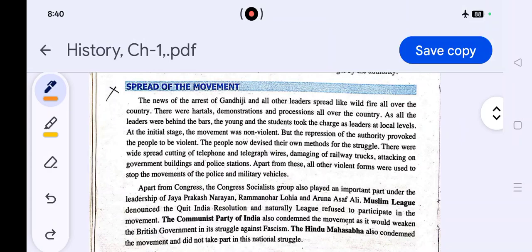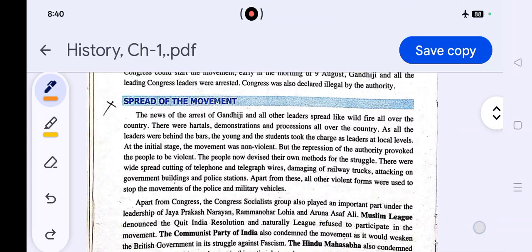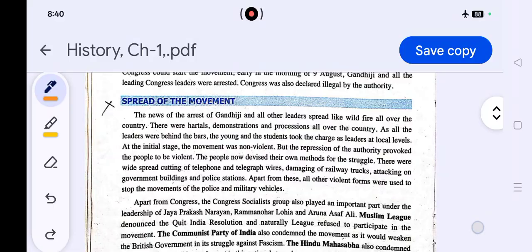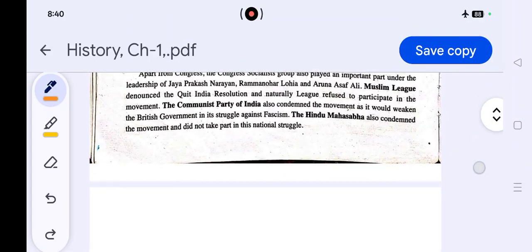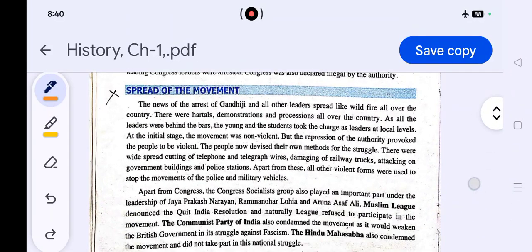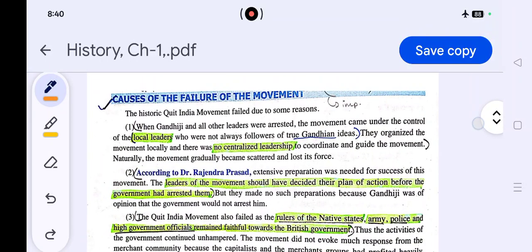Spread of the movement is probably not part of your syllabus. Look into that, and if you feel I need to explain, please let me know in the comments. And this is actually quite easy, you can read through. That's a story, you will understand.